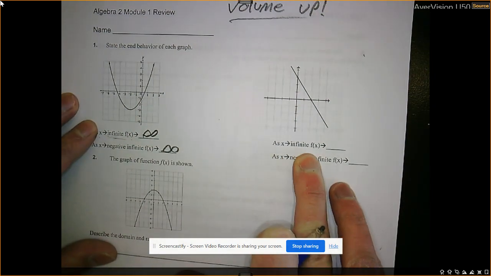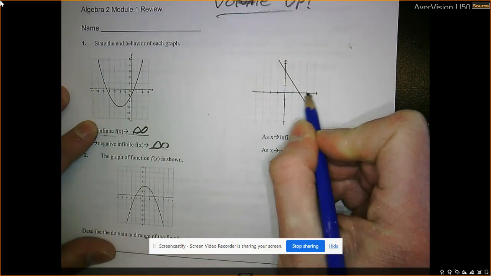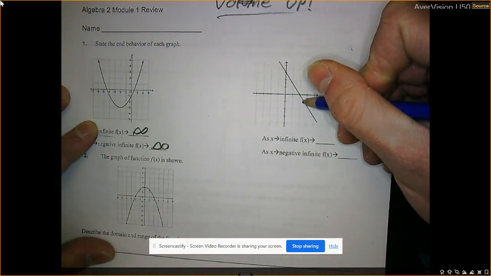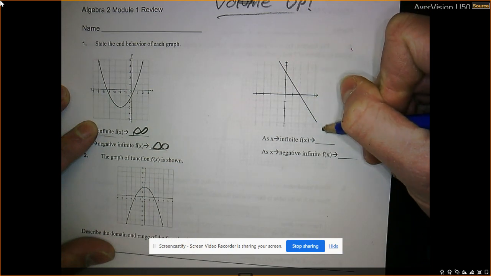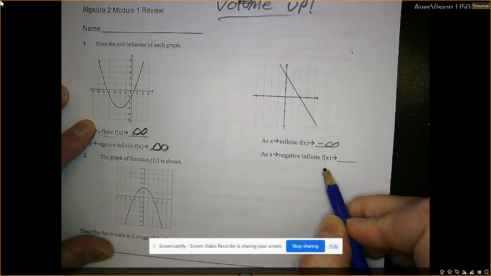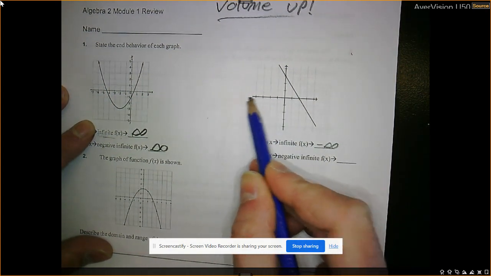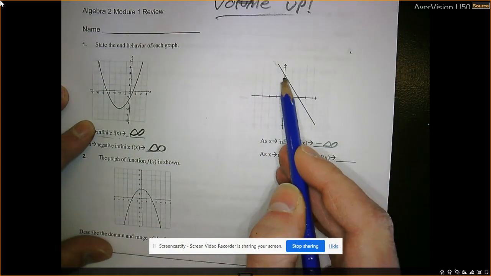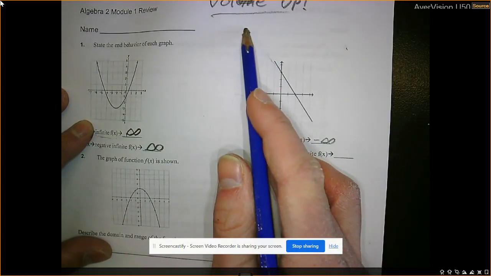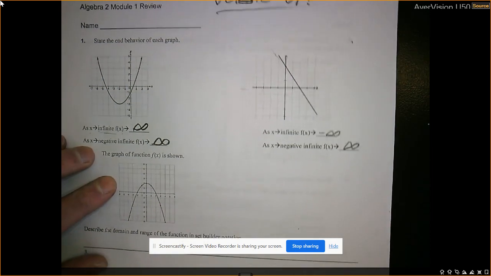Okay, as x approaches infinity over here, what is f of x doing? Well, as we go right on our graph, what is our function doing? Oh, it's going down to negative infinity. Okay, as x approaches negative infinity, that means as we go left on our graph, as our x values are getting smaller and smaller, what is our function doing? Well, it's getting bigger and bigger as we go left, so that's why it's approaching positive infinity.